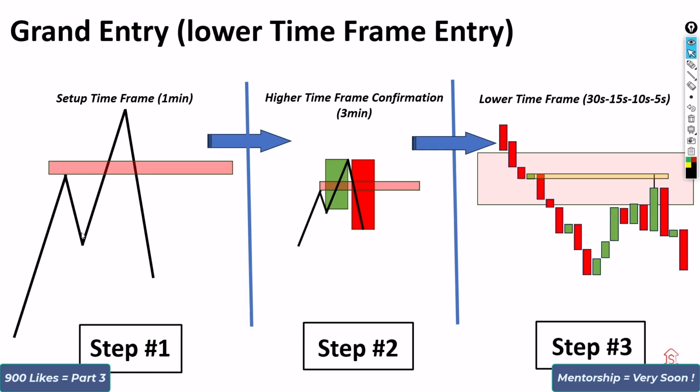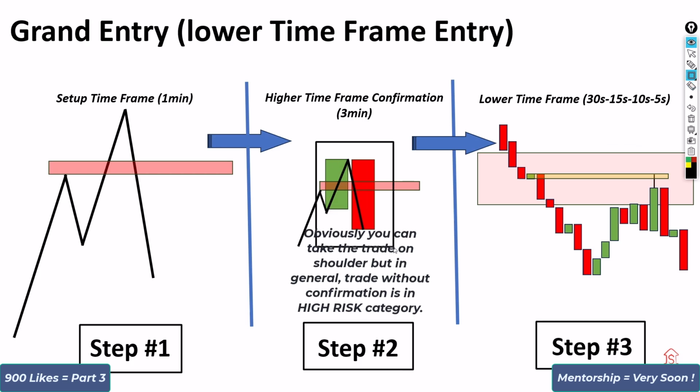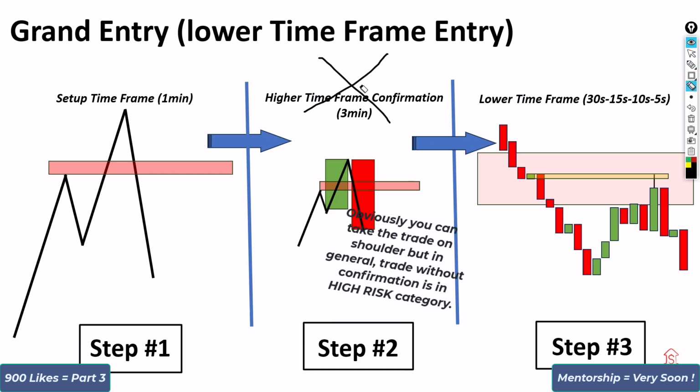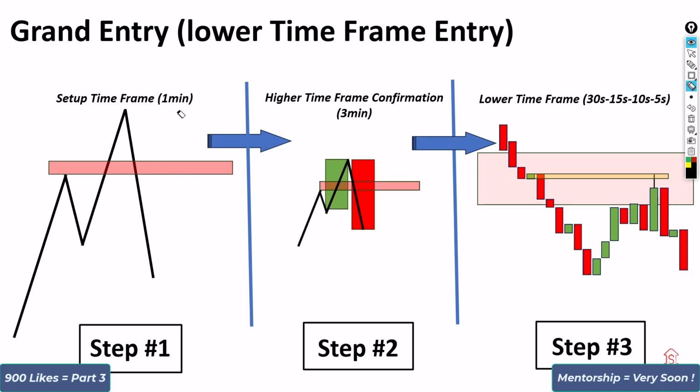So now you have an idea about detecting the setup, higher time frame confirmation, and lower time frame entry. So what if we don't have a proper supply at the lower time frame? Then, if you don't see your proper supply in any of these time frames, you just don't take the trade. That's simple. If you don't see this engulf at the higher time frame, then you don't take the trade. If you don't see the setup at the 1 minute time frame, then you will not have a trade. That's very simple.